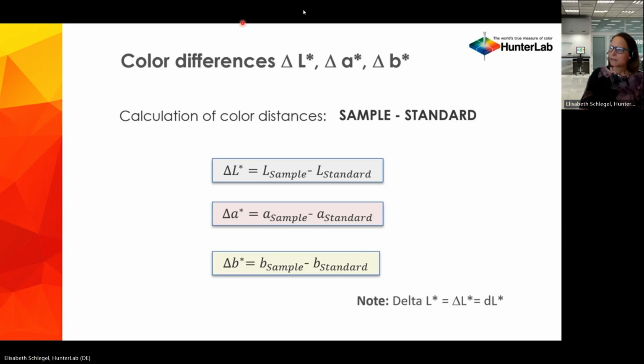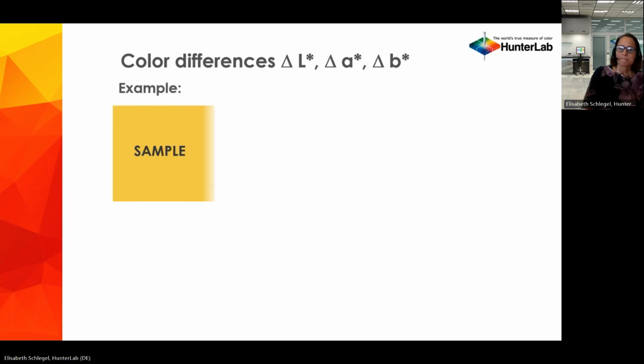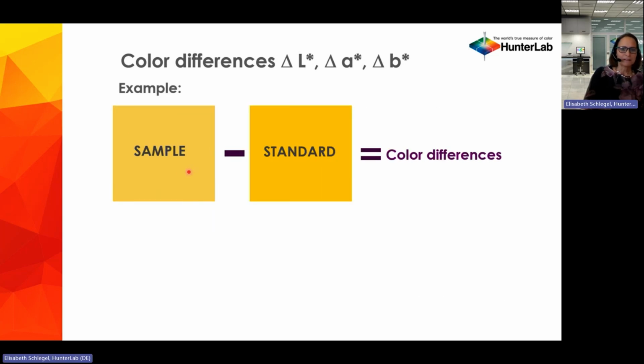As you see, I can just do this calculation sample minus standard. I can do that for L, for A, and for B. It doesn't matter. And I will show you an example. I have a certain sample here, and I have a standard, and I want to calculate the color difference here.